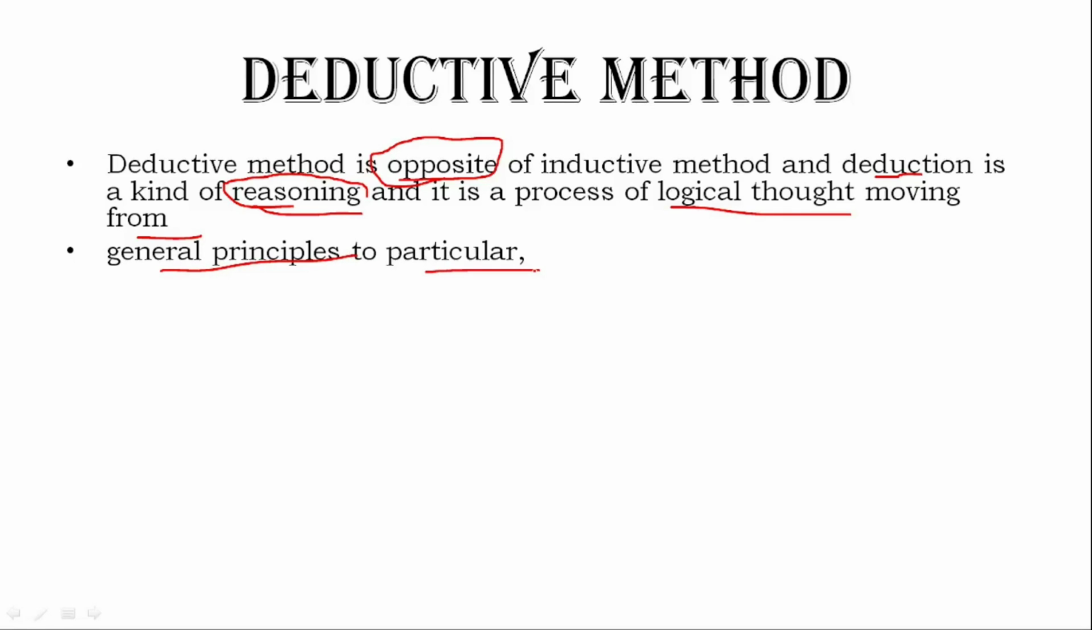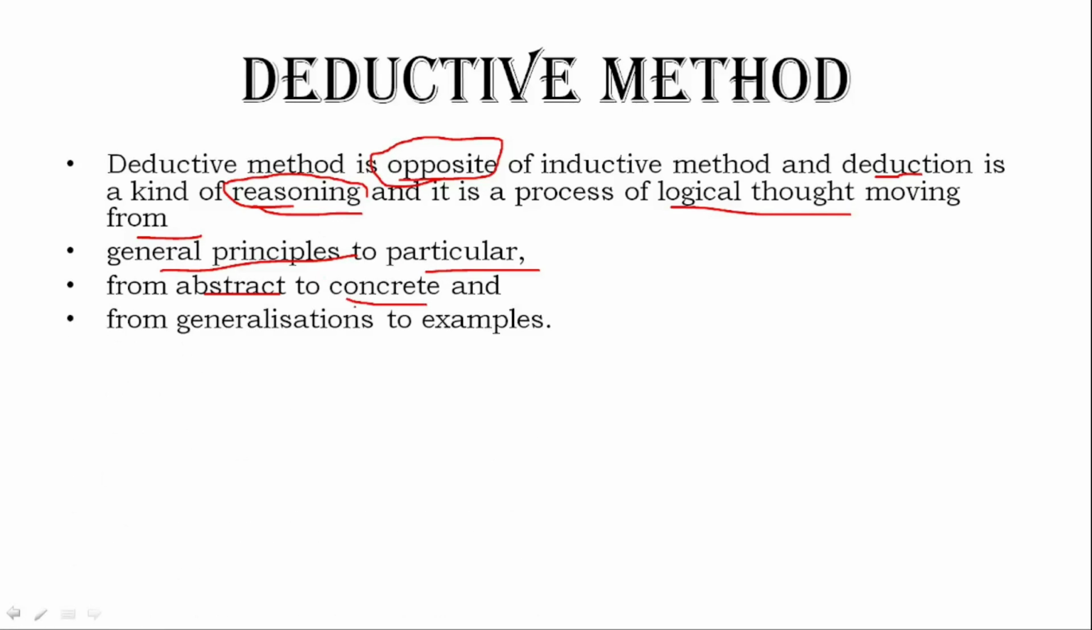In the inductive method, it moves from particular to general, but here from general to particular, from abstract to concrete, and from generalizations to examples. In the inductive method, we move from examples to generalizations. In the deductive method, we move from generalizations to examples. When we get the generalization, the inductive method stops there. After arriving at generalizations, we ask students to give relevant examples. From there, the deductive method starts.